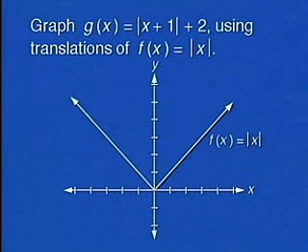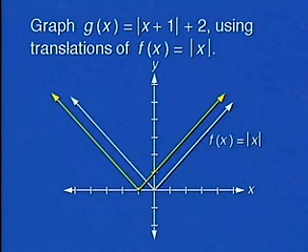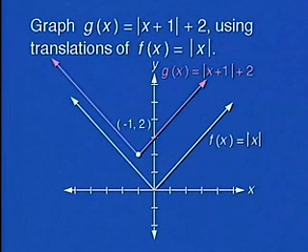So our first step, of course, is to plot f of x. Then we take advantage of our horizontal shift, which means we move 1 unit to the left. And then we'll take advantage of our vertical shift, which means go up 2. And we notice that our origin point is moved from 0, 0 to negative 1, 2, but the graph has the exact same shape.